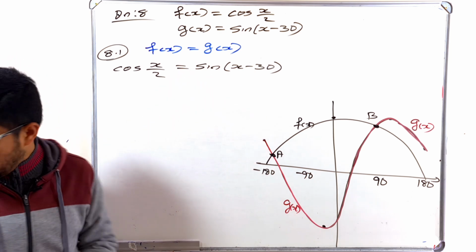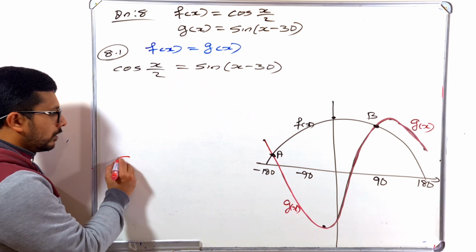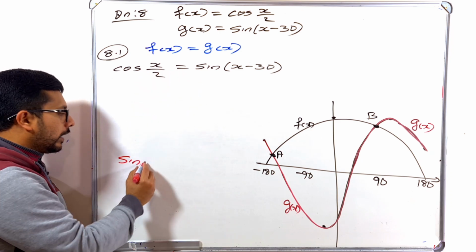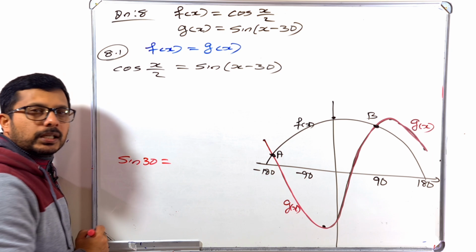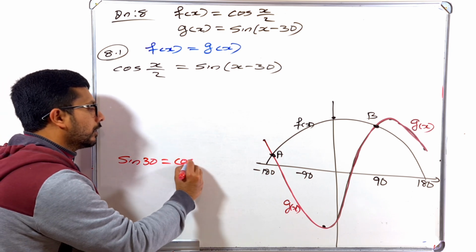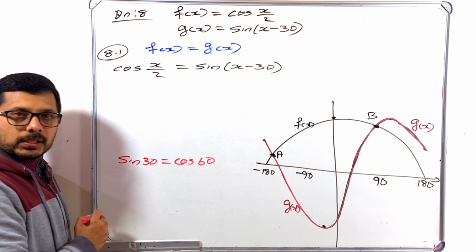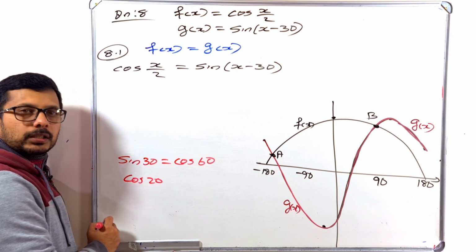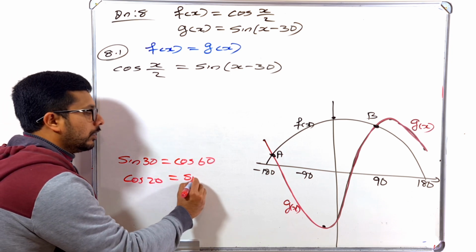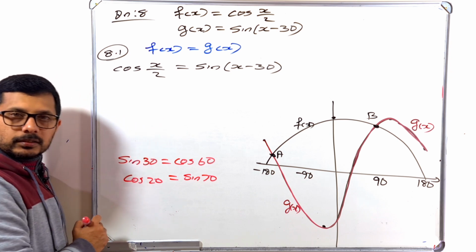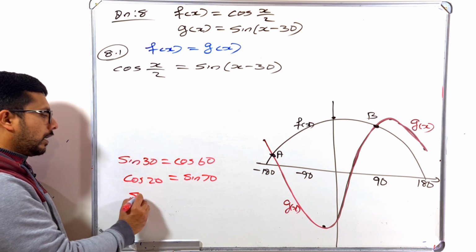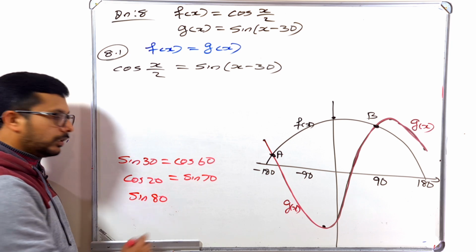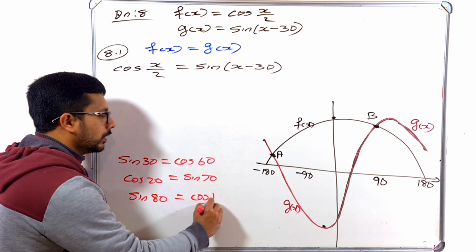For example, sine, I'm just giving an example, okay, not this one. Sine 30 is the same as cos 60, or cos 20 is the same as sine of 70, or sine 80 is the same as cos 10.